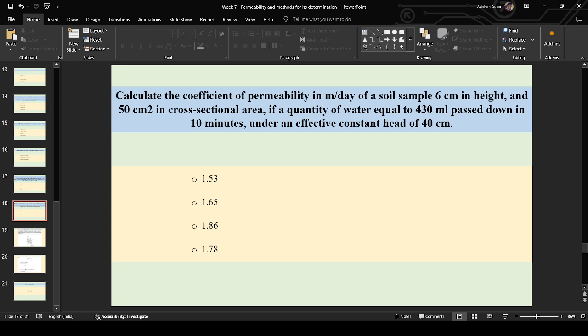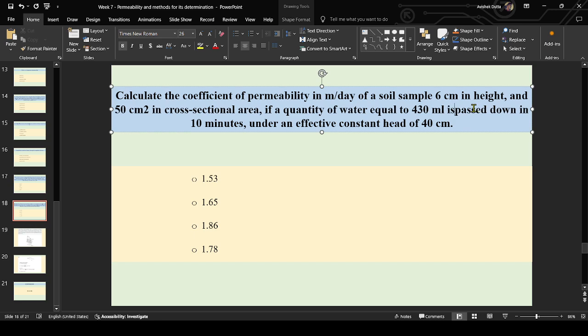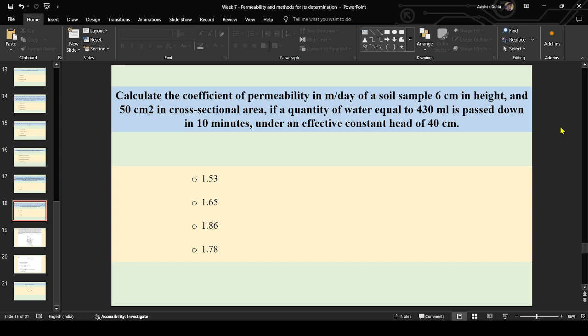I repeat the question. Calculate the coefficient of permeability in meter per day of a soil sample 6 centimeter in height and 50 centimeter square in cross-sectional area if a quantity of water equal to 430 ml has been passed down in 10 minutes under an effective constant head of 40 centimeter. The options are 1.53, 1.65, 1.86, 1.78, all in meter per day. Okay. The last question.